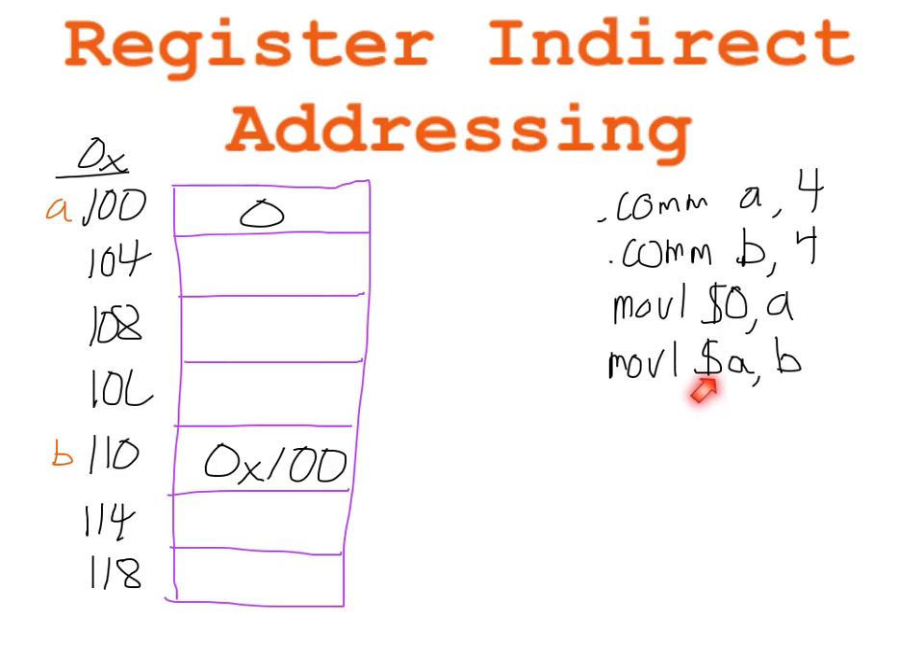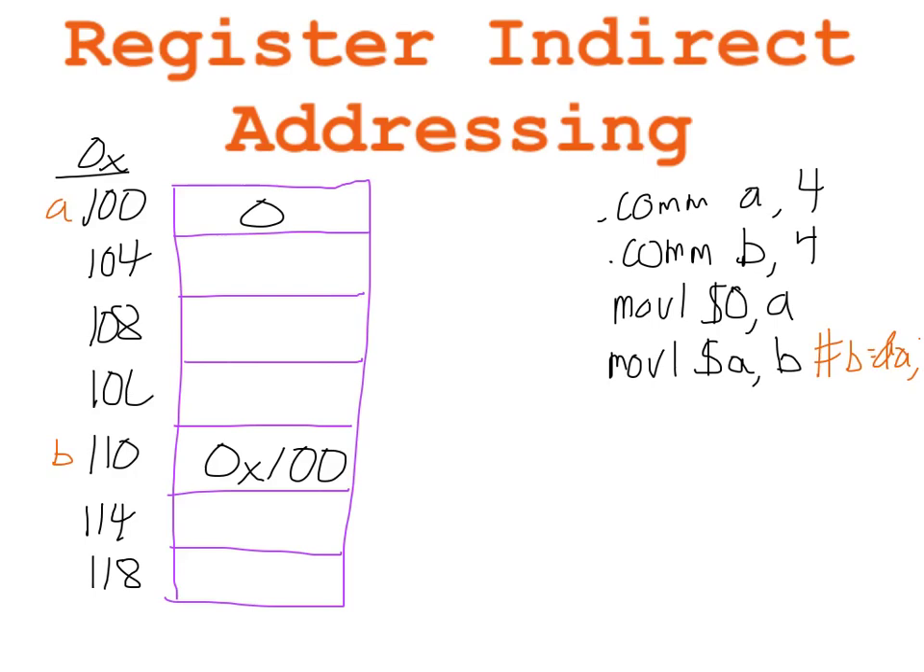So again, the $ sign says give me the numerical representation or give me the address of a and move that into b. That's equivalent to the ampersand syntax in C. So this is just like b is equal to the address of a, if we wanted to write that in C.